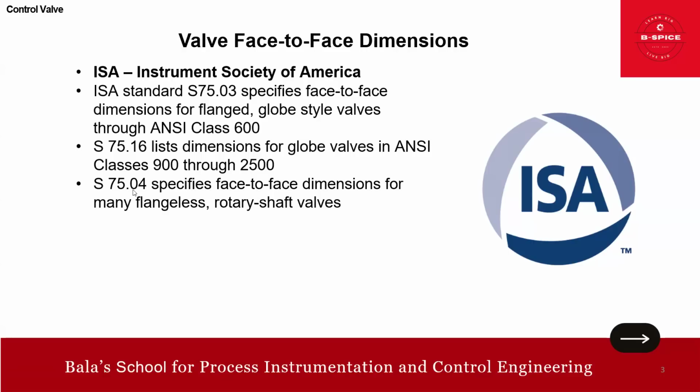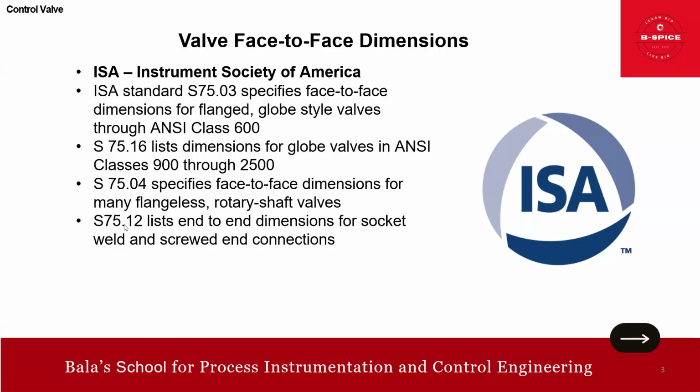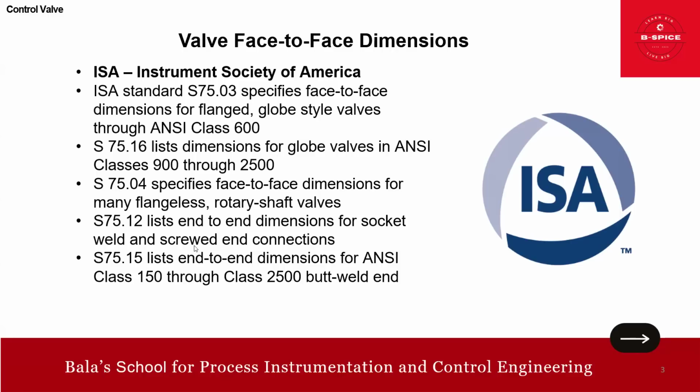Then S75.04 specifies face-to-face dimensions for flangeless and rotary shaft valves. Just remember this, this is very important. All these are interview questions, friends. S75.12 lists end-to-end dimensions for socket weld and screwed-in connections. So S75.04 is for flangeless and rotary shaft, S75.12 for socket weld and screwed-in connections. S75.15 lists end-to-end dimensions for ANSI class 150 through class 2500 butt weld. That is a point, S75.15 butt weld.